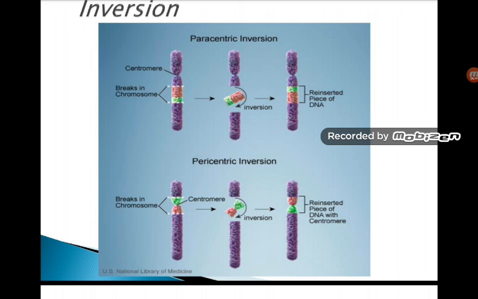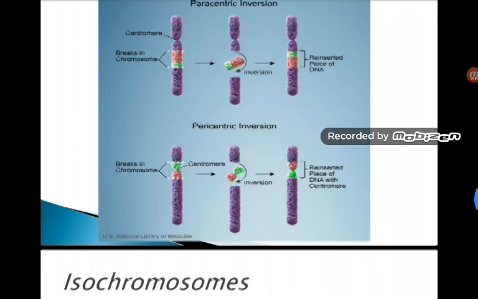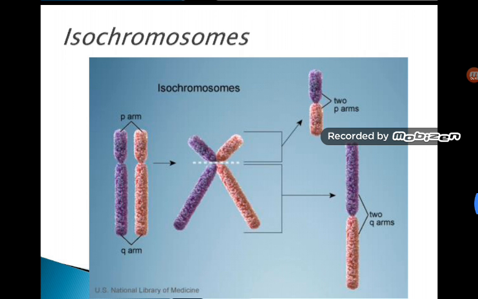You can see pericentric inversion: breaks in the chromosomes, and then the centromere is inverted and the piece of DNA reinserted with the centromere. Pericentric means with the centromere and paracentric means away from the centromere. Isochromosomes, you can see.